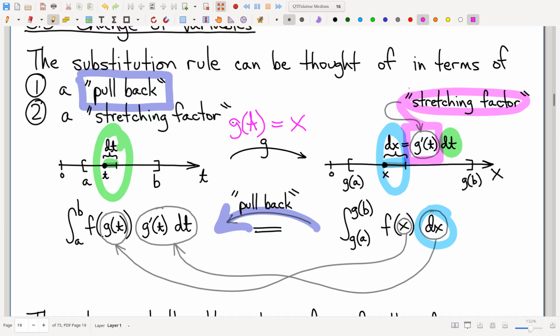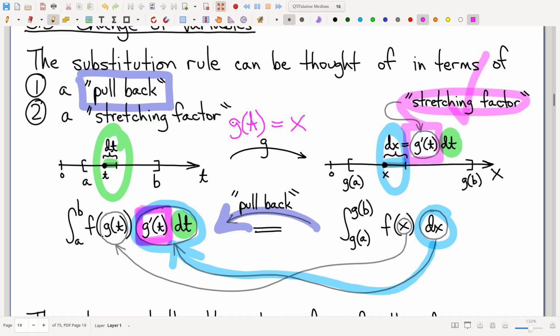So conveniently, our stretching factor here is easy to write down, and so we can rewrite then the dx as part of our pullback process. Dx, I can relate to dt by recognizing that I've got to plug in this stretching factor, which in this case is g prime.